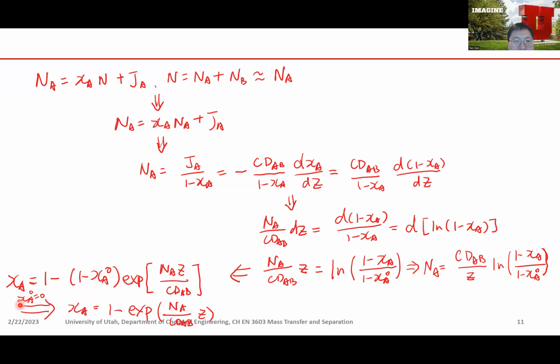And because XA is 0 at the mouth of the cup, if you plug that in, that gives us XA equals this term, right? So XA basically decays with respect to Z exponentially.